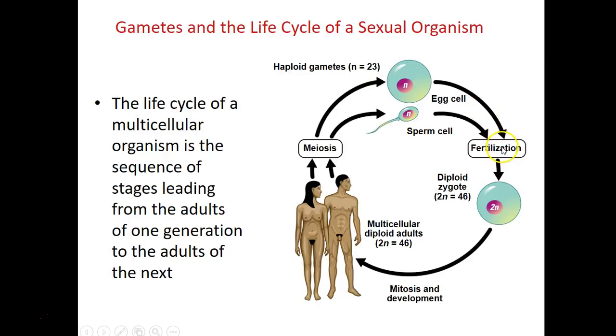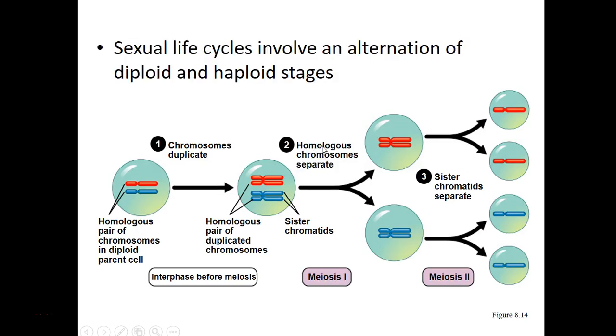Upon fertilization, when the sperm and the egg fuse to form a diploid zygote, you have 2 full copies of the genome. The diploid zygote then grows and divides through mitosis and subsequent cellular differentiation to create a multicellular diploid adult. Those diploid adults, in their ovaries and testes, will have cells that undergo meiosis to then create the new sperm and egg cells.